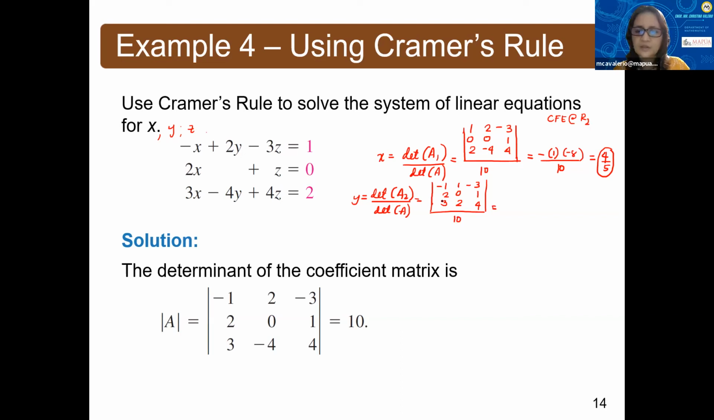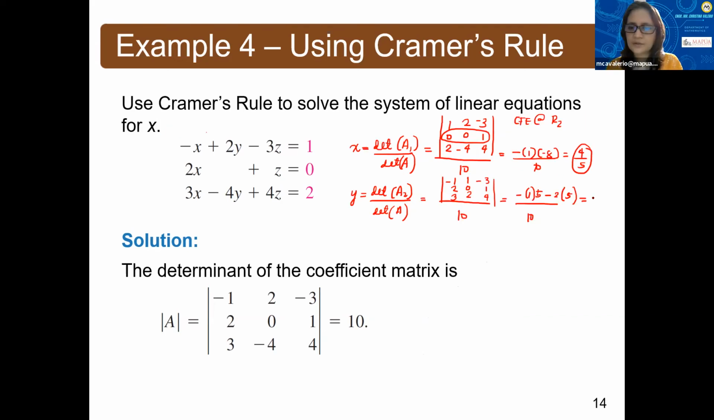Now we can choose to do a cofactor expansion, say at column 2. So this is negative 15 over 10, divisible by 5, and the answer is negative 3/2. Okay, so y is equivalent to negative 3 over 2.